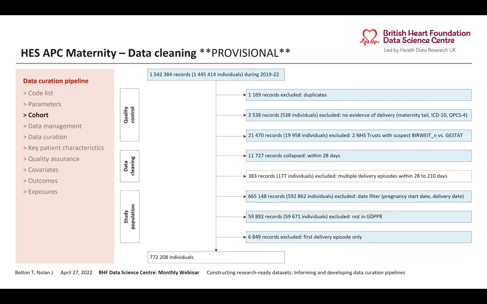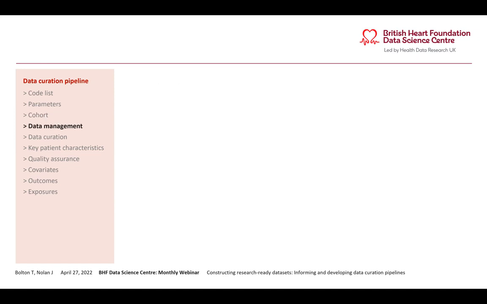We then formed our study population, so we filtered by the project start and end dates that were defined in our parameters, anchored on GDPPR for the reasons John mentioned earlier, and restricted to the first delivery. As John will show later, very few records are gained by including second pregnancies in this time study period. And this resulted in 770,000 women, and John will show how this is distributed over time alongside that of sale. So now we've identified our cohort, we can move on to data management.